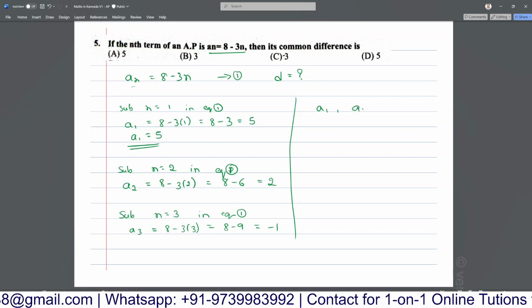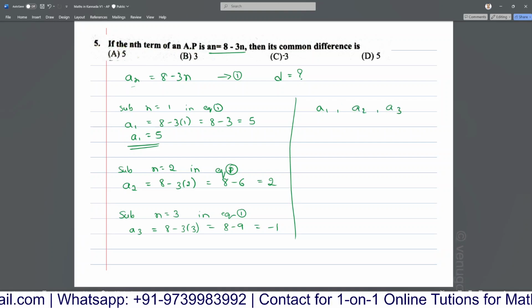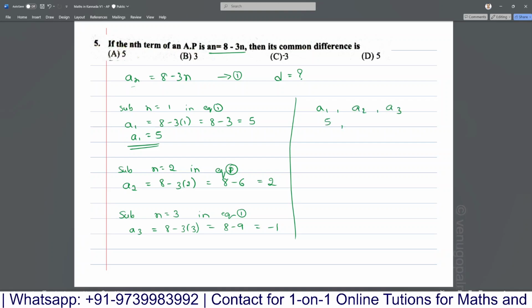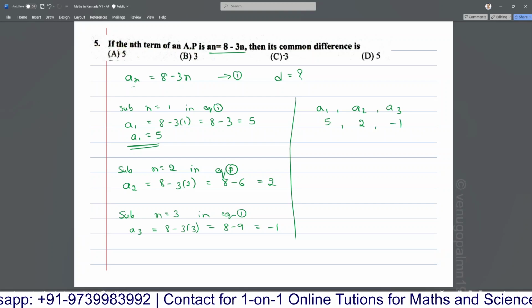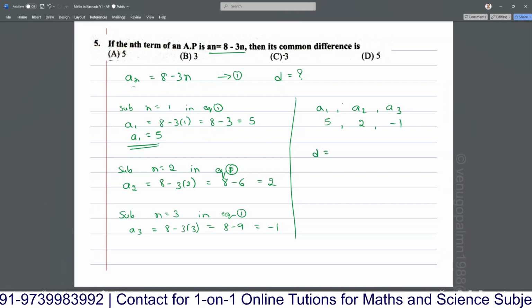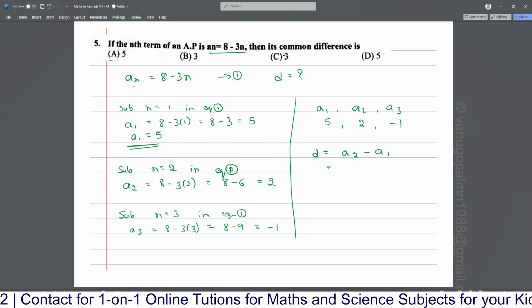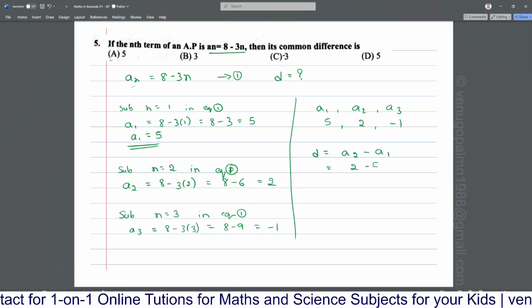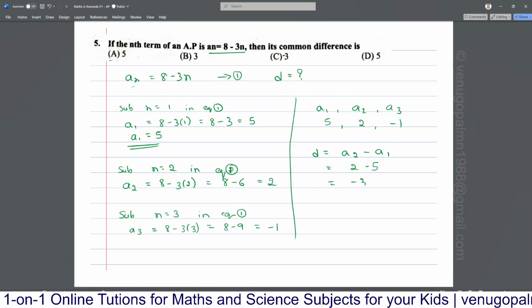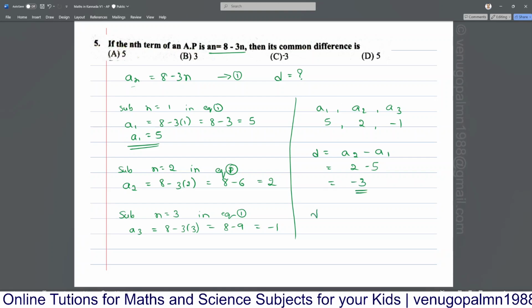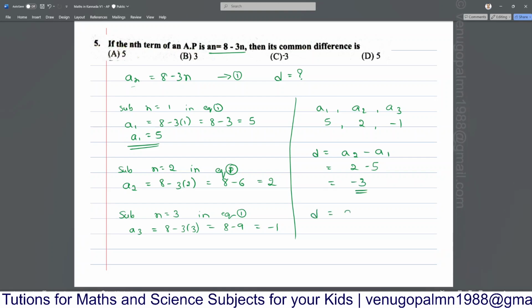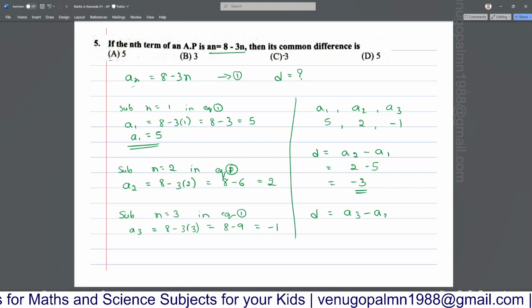A1, comma A2, comma A3 we found out. What is the sequence? 5, comma 2, comma minus 1. So now if you want to find out d, A2 minus A1, which would be equal to what? 2 minus 5, which would be equal to minus 3. So if you want to cross verify, d is equal to A3 minus A2, also you can find out.